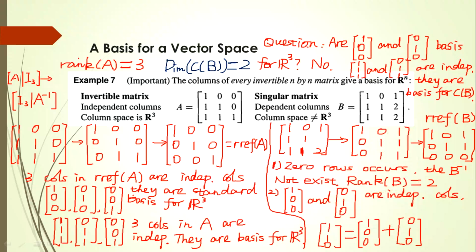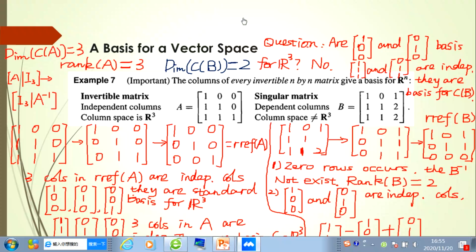By the way, what is the dimension for the column space of matrix A? It's 3, right? It depends on the rank, actually. If the rank is R, then the dimension of the column space of the corresponding matrix will be R. Are you clear?